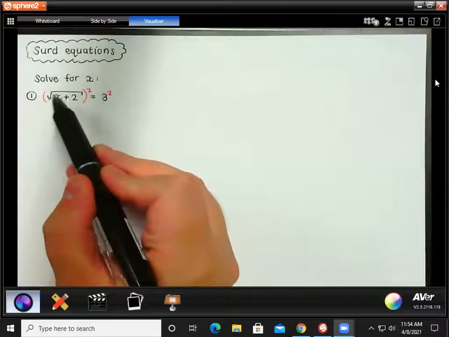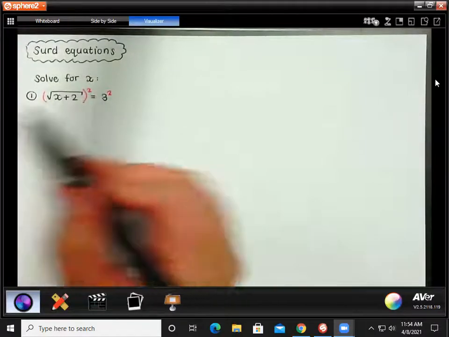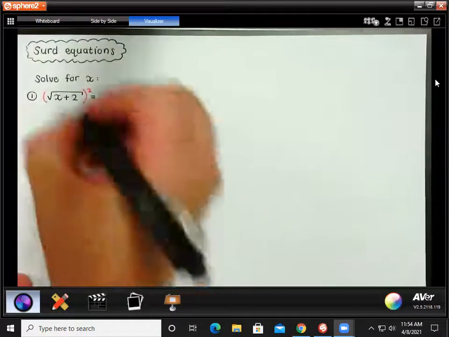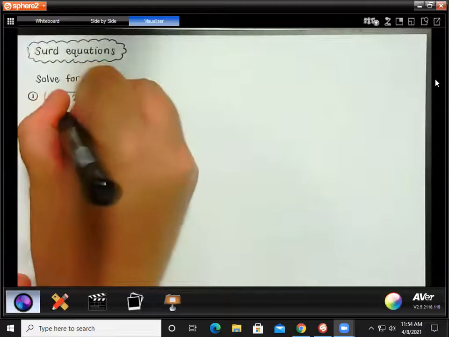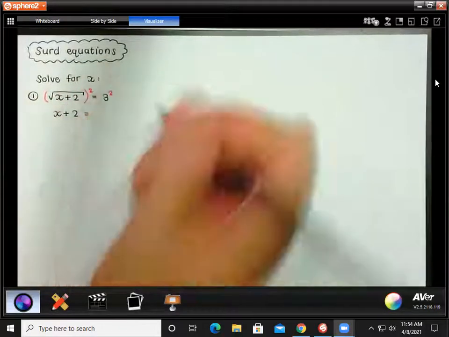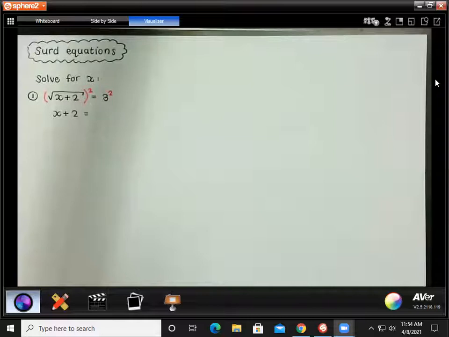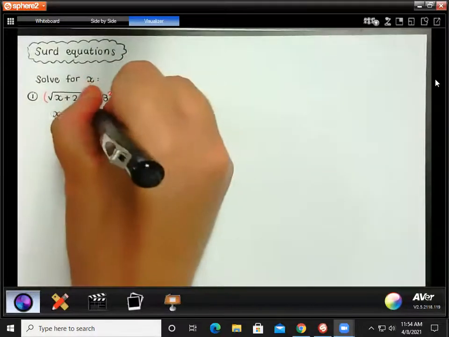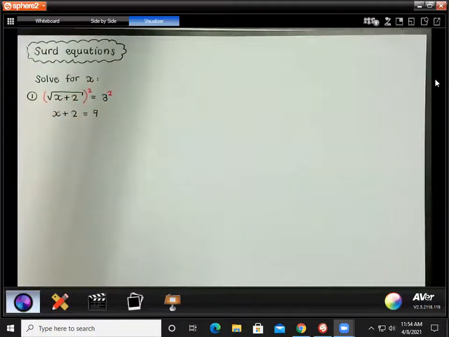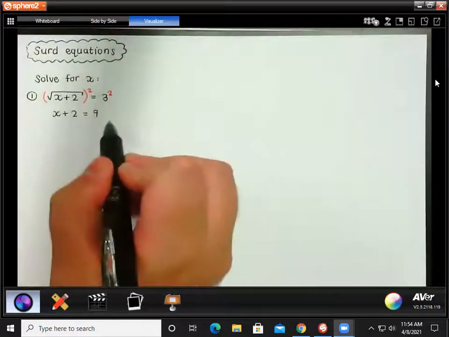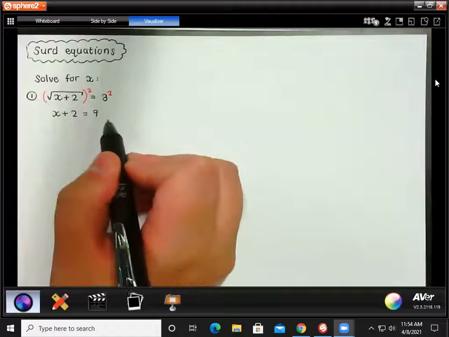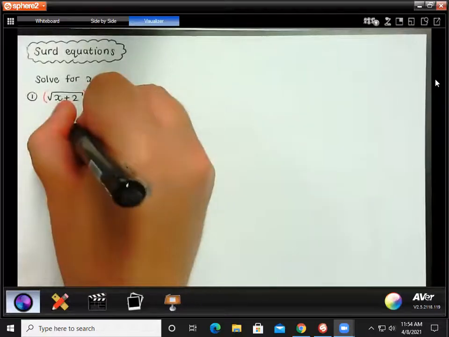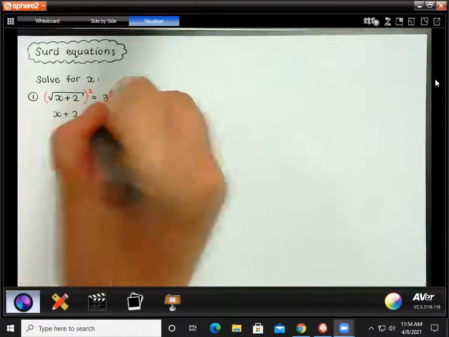Now, what is happening here with the square root and the square? They're going to cancel each other out. So I'm just going to be left with x plus 2. And on the other side, what is 3 squared? 9. Well, that's quite easy, hey? I must just move that plus 2 over. And what's the opposite of adding 2? Subtracting 2. So x is going to equal 7.